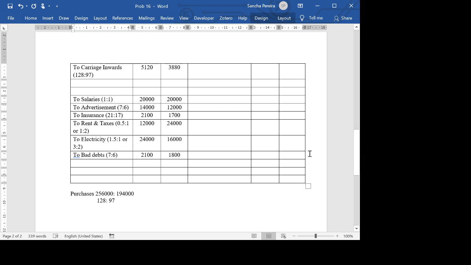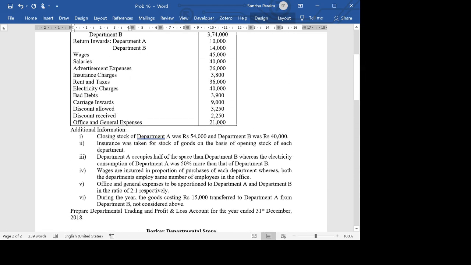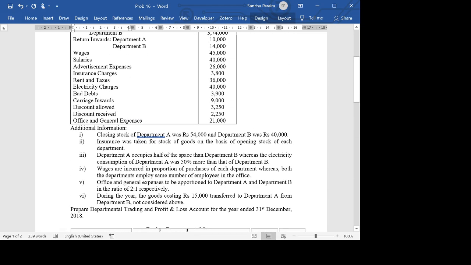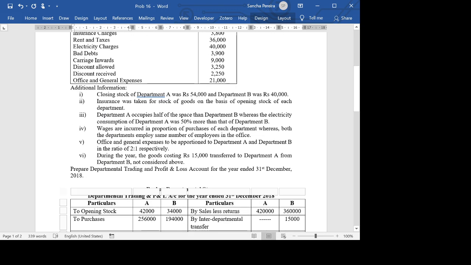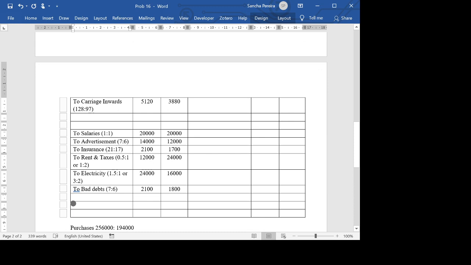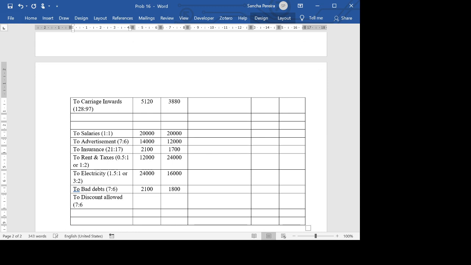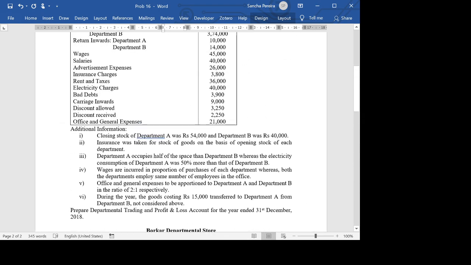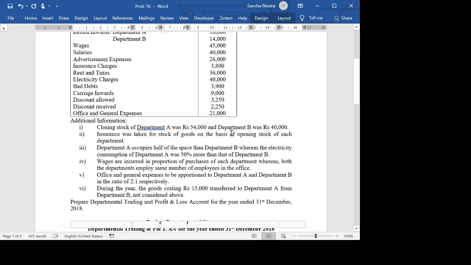Then we have carriage inwards, which I've already taken. Discount allowed will be based on sales again. Discount allowed will be 1,750 and 1,500. And then we have discount received, which will come on the other side as an income.